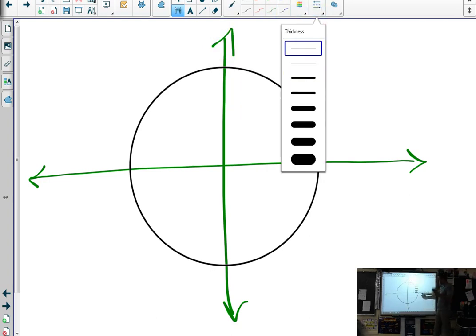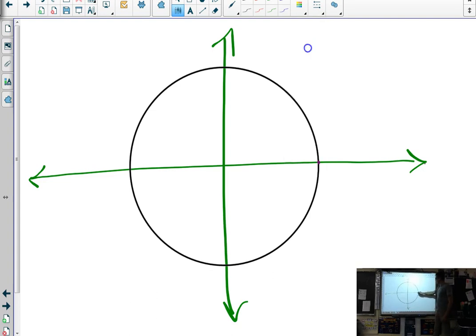So, when we start rotating on a circle, we call this point in our unit circle point (1, 0). So it's literally on the coordinate plane. That circle is centered at your origin.